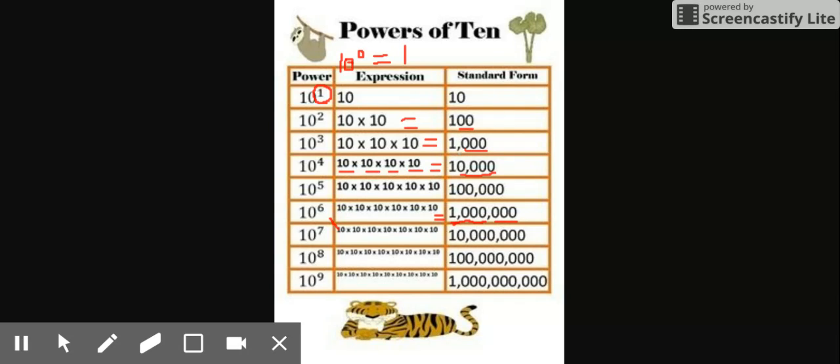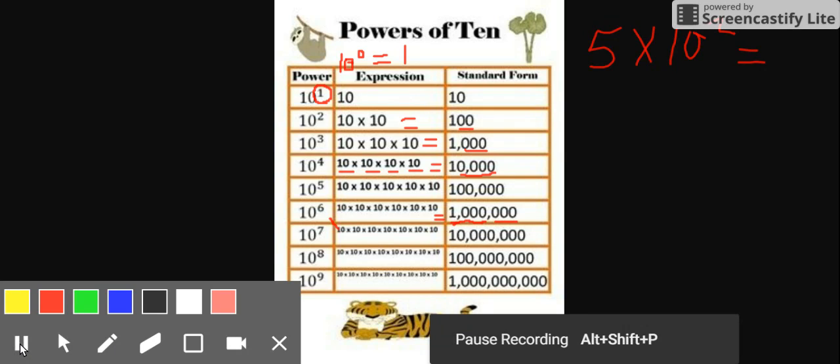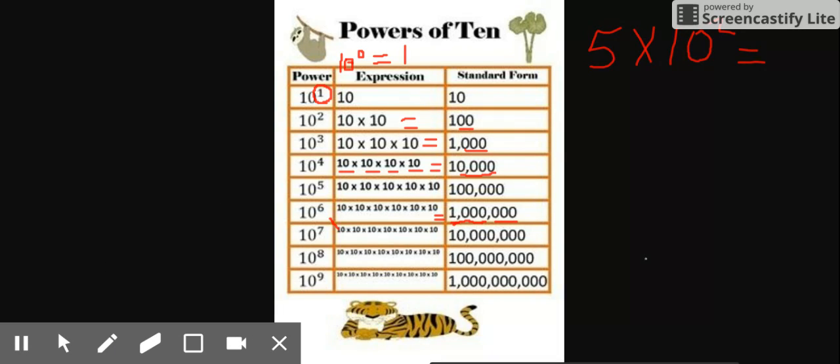So for homework, you're going to do a couple of problems, but I'm going to give you one that's a little harder. So let's try this one. If I have 5 times 10 to the 2nd power, what would that answer be? Sorry, kind of looks crazy. Hold on. Okay, 5 times 10 to the 2nd power.